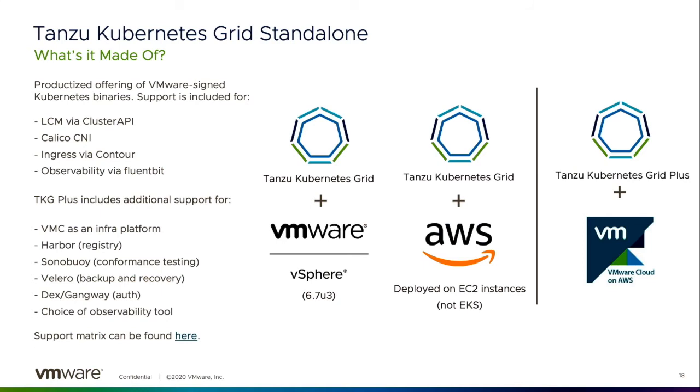We also offer TKG Plus, which is an additional level of support guidelines and infrastructure zones. For TKG Plus, we also add availability and support for deploying and managing clusters on VMware Cloud on AWS. We provide support for Harbor, Sonobuoy, Velero, Dex, and Gangway for authentication, as well as a wider choice of observability tools. So TKG Plus just gets you wider guardrails for open source solutions that VMware will support.